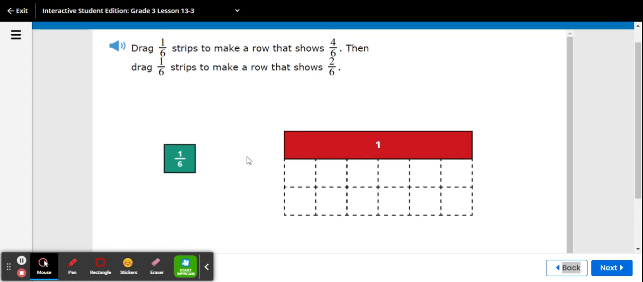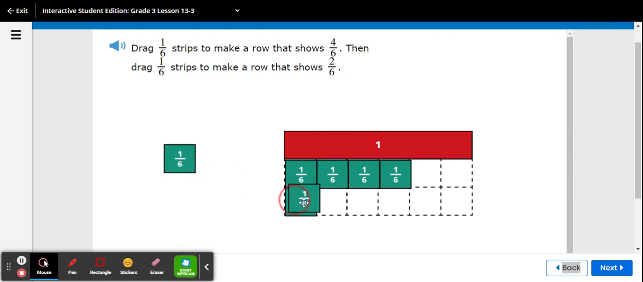So it wants us to drag these 1/6 strips over to make a row that shows 4/6, and then it wants us to drag 1/6 strips again to make a row that has 2/6. So I look and I see 1, 2, 3, and 4. And on the bottom one, it wanted me to do 2/6. So I can look right here and see that I have a whole that was divided up into 6 parts here, and it could have been divided up into 6 parts here. All of those are the same whole.